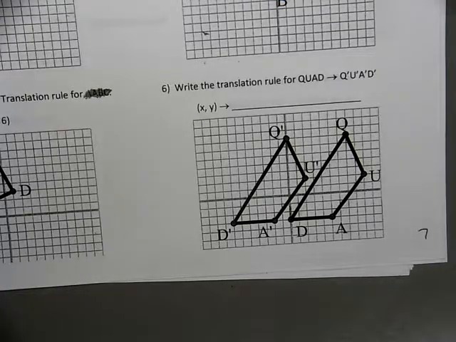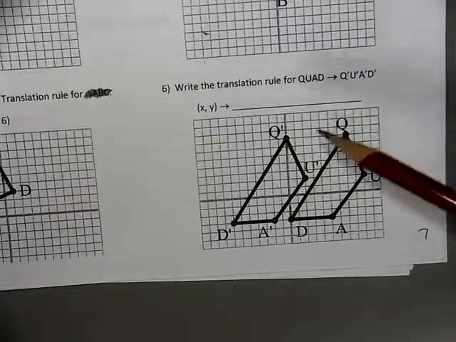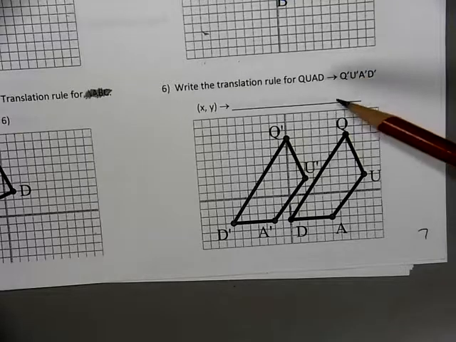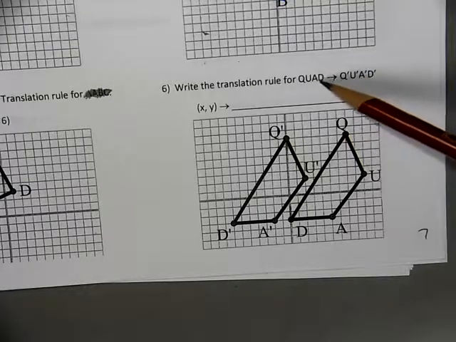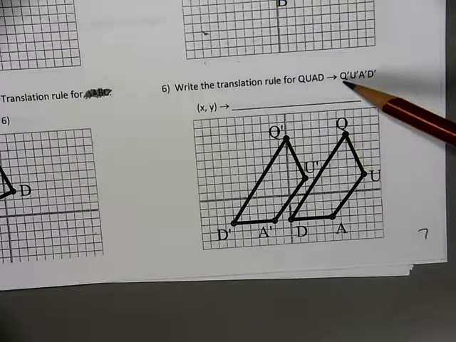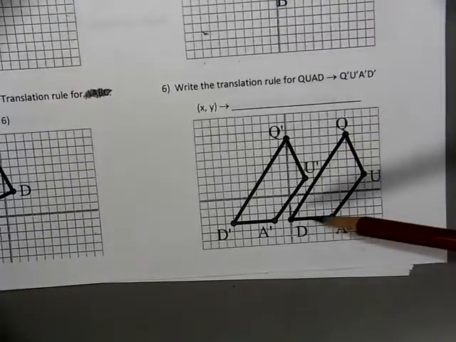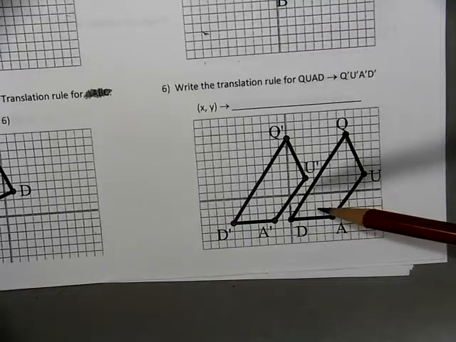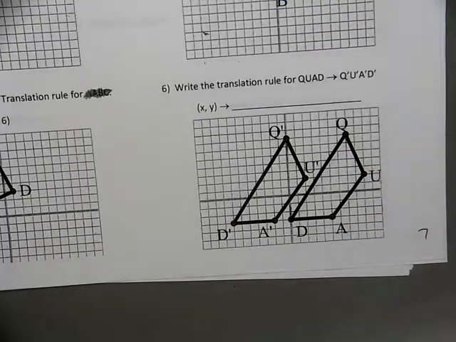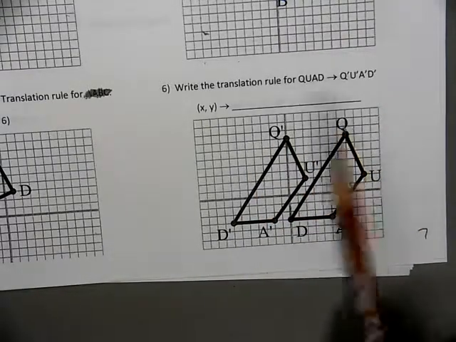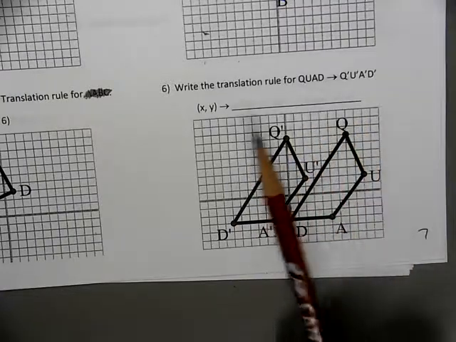So here we're trying to write what the translation rule is from quad QUAD to Q prime, U prime, A prime, and D prime. First of all, you have to identify which way you are going. Are you working from the left side to the right, or are you working from the right side to the left?